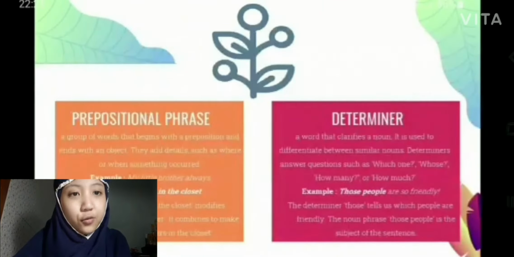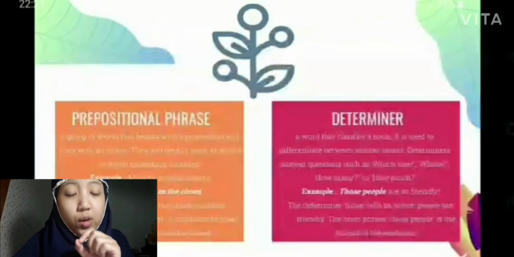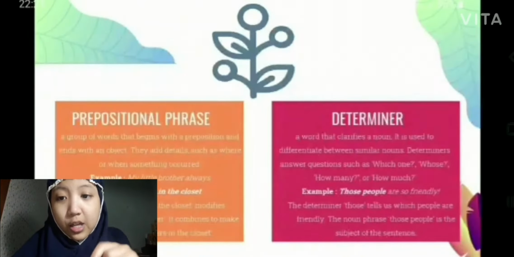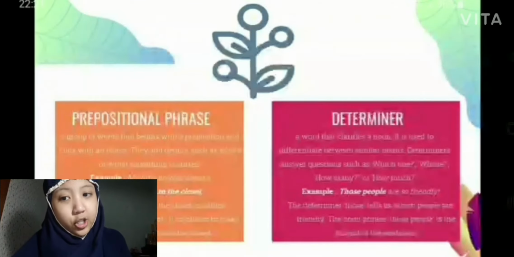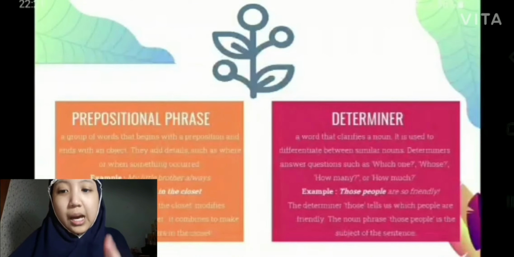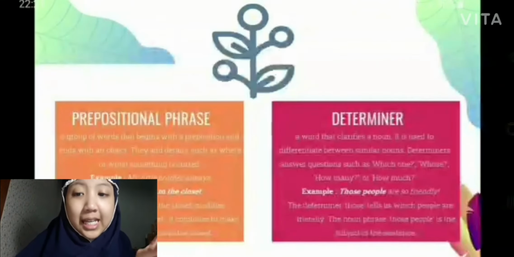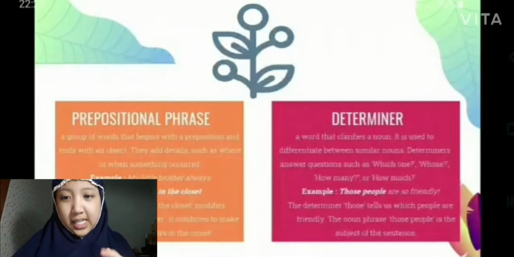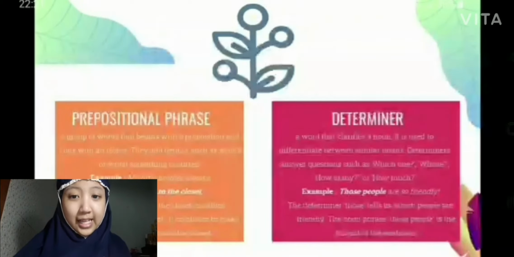And then, prepositional phrase. It is a group of words that begins with a preposition and ends with an object. They add details such as where or when something occurred. Example: my little brother always feared monsters in the closet. The prepositional phrase is in the closet, and the noun is monsters.